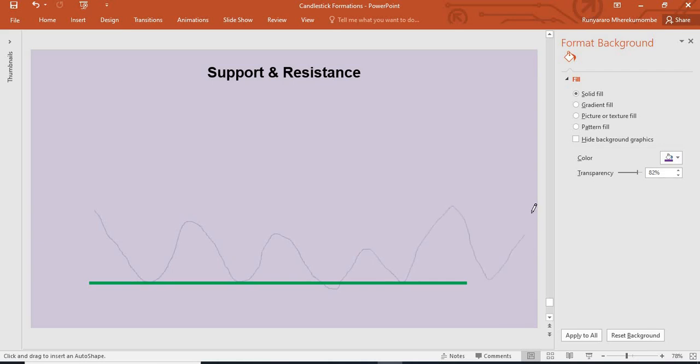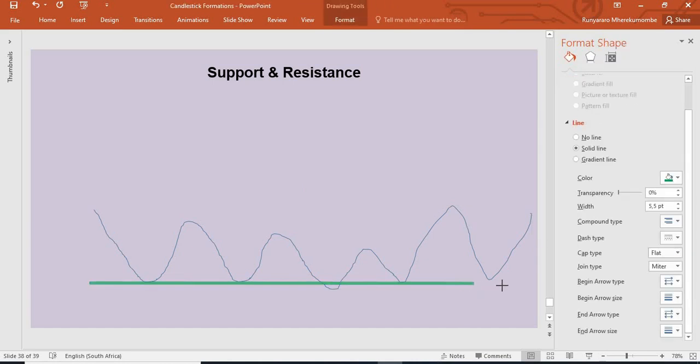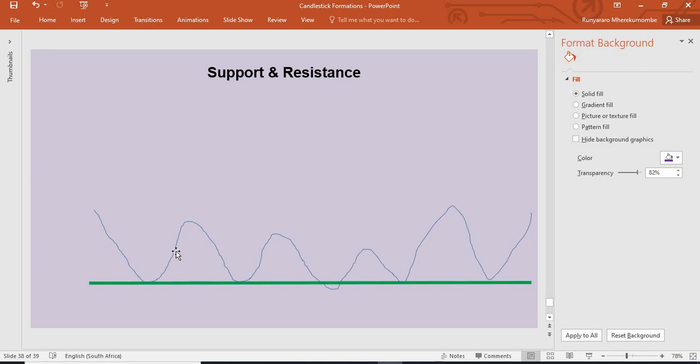So in future, if I am to extend this line going into the future like this, I should expect to see this line continuing to offer support. So that is what we mean by a support line. It's a horizontal line on a chart depicting a price point where there is a turn upwards whenever the price was trending downwards.